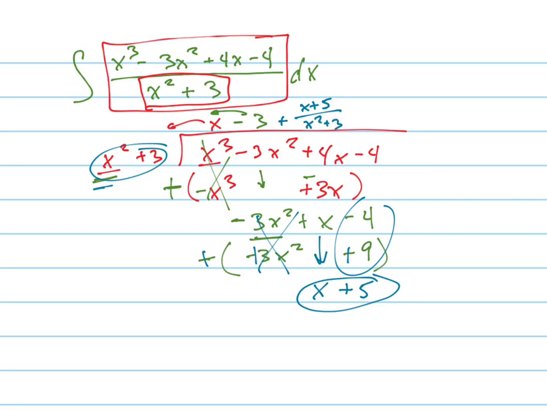Okay? So in other words, what I just did, I can rewrite this integral as the integral of x minus 3 plus x plus 5 over x squared plus 3 dx. And why would I want to do that, you ask? Well, because now I can take the integral.